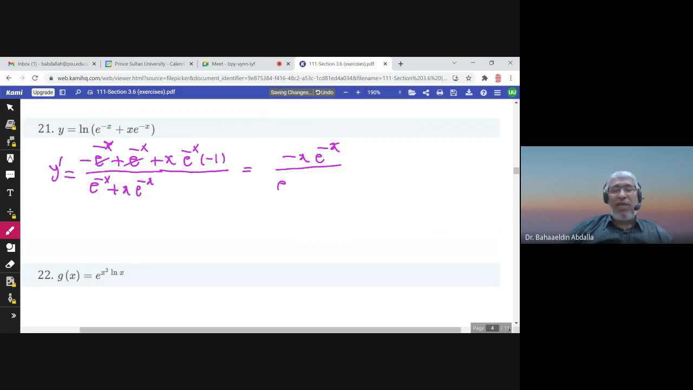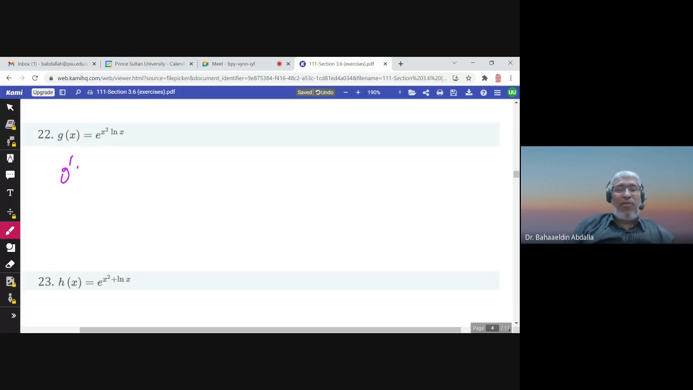Notice I can take e to the power negative x as a common factor from the denominator. And I can cancel e with e, and the final answer would be negative x over 1 plus x.